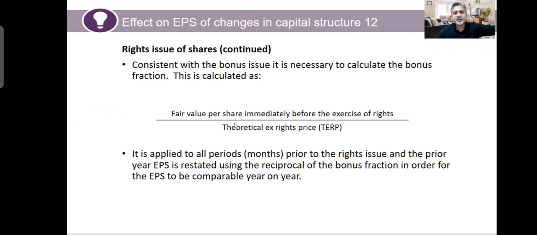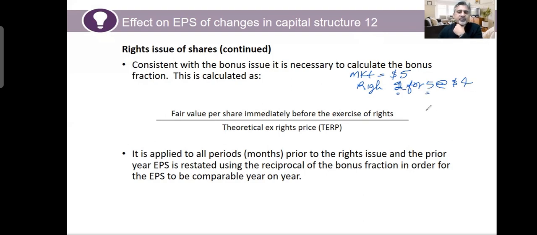So here, rights issue of shares, again, fair value per share immediately before the exercise of rights, divided by TERP, theoretical ex-rights price. Now, what is TERP? TERP is an important concept, but very easy. Let's suppose that your current market price of share is $5, and you say that we are giving a rights issue of, let's call it, 2 for 5 at $4. Which means anybody who has 5 shares will get 2 new shares at $4.